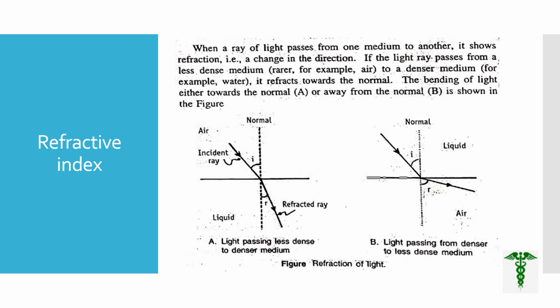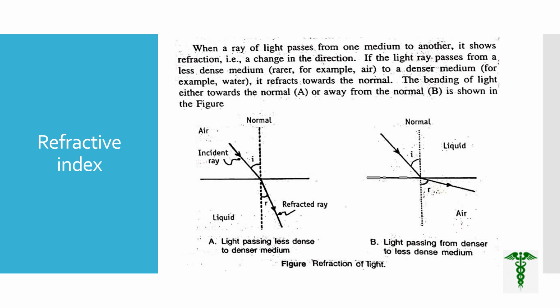First of all, we have to know what refraction is. When a ray of light passes from one medium to another, a change in direction happens, and that is known as refraction. If the light passes from a less dense medium, for example air, to a denser medium like liquid, it refracts towards the normal.